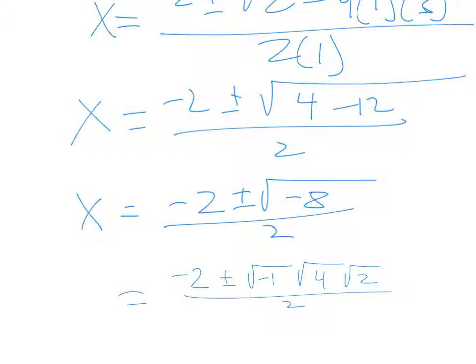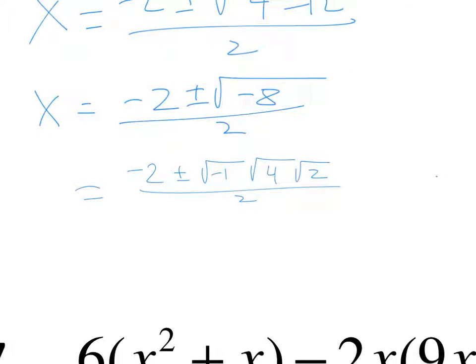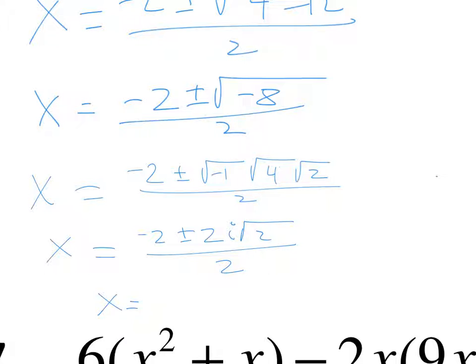Okay? So with that, we get negative 2 plus or minus. This square root of 4 becomes a 2, and the square root of -1 is an i. And the square root of 2 doesn't get to come out and play. He has to hang out inside. All right. Now, we'd like to go ahead and break this up. We can leave it as a plus or minus. That's fine. You need to realize this represents two solutions.